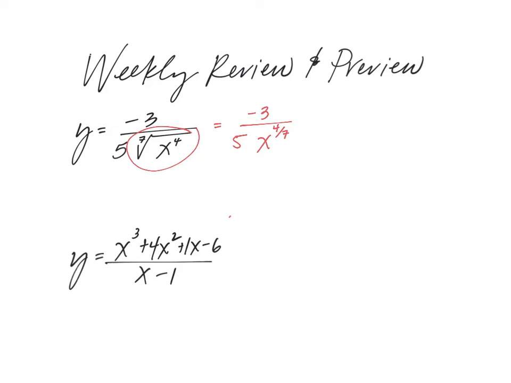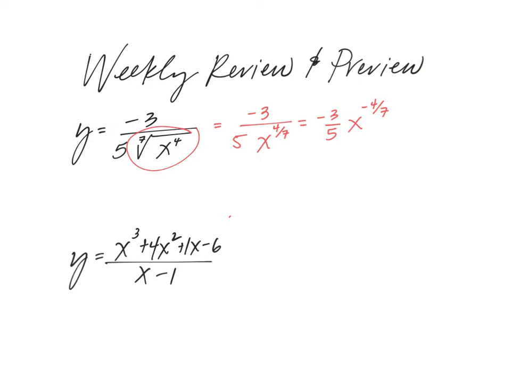Now my next step, to get everything on a level playing field, I want to have one coefficient, so my coefficient would be -3/5. I bring the variable expression up to the numerator, and I tell everyone that I moved it with that little negative exponent right there. So that would be my final answer. y equals -3/5 times x to the -4/7.